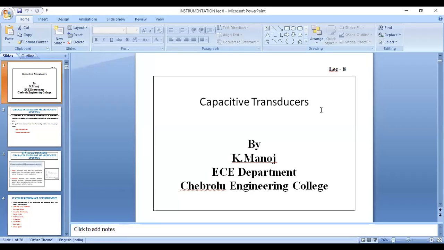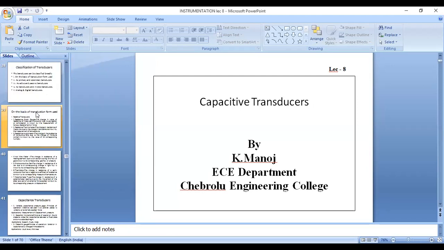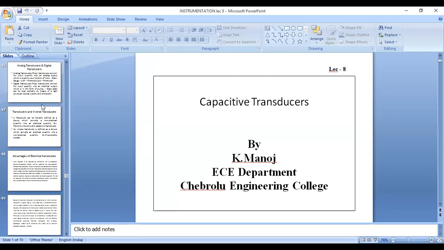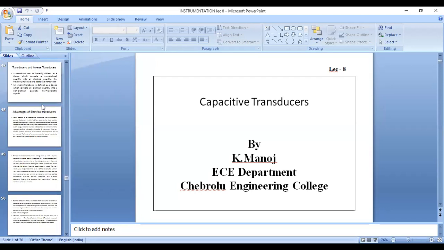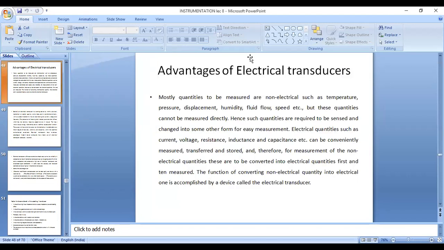Good morning. Today's topic is capacitive transducers, right? So, in the last class, we have seen some topics on advantages of electrical transducers and what are the factors that influence while choosing a proper transducer for a particular application. We have seen so many advantages of electrical transducers, right?